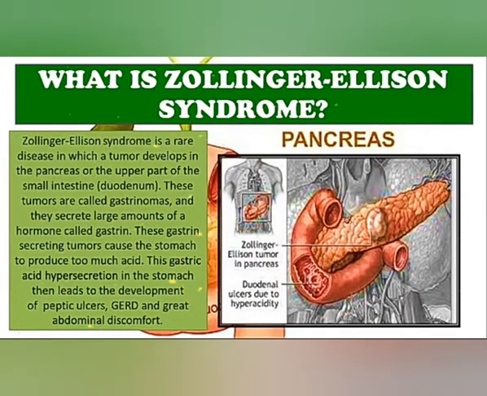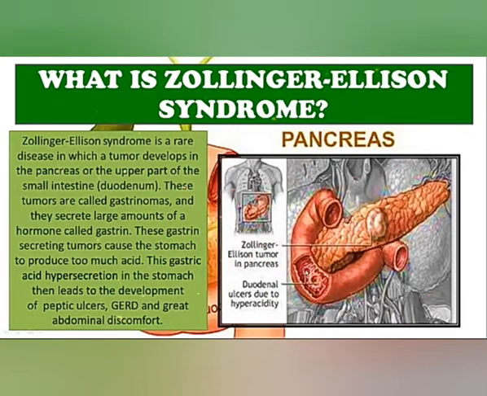Zollinger-Ellison syndrome is a rare disease in which a tumor develops in the pancreas or the upper part of the small intestine, which is called the duodenum. These tumors are called gastrinomas and they secrete large amounts of a hormone called gastrin. These gastrin-secreting tumors cause the stomach to produce too much acid. This gastric hypersecretion in the stomach then leads to the development of peptic ulcers, GERD, and a great deal of abdominal discomfort.